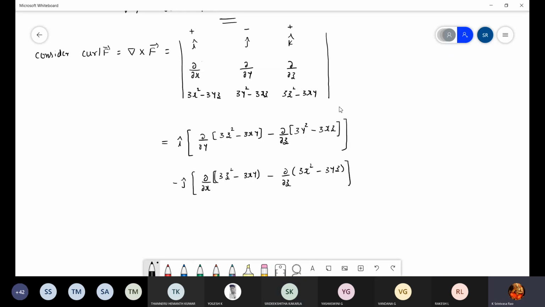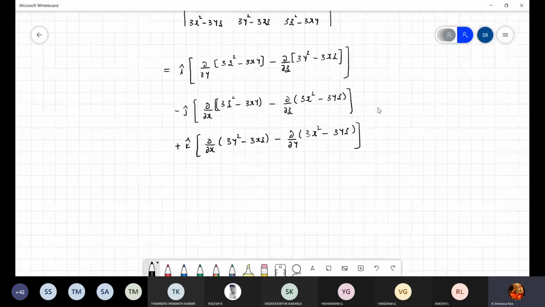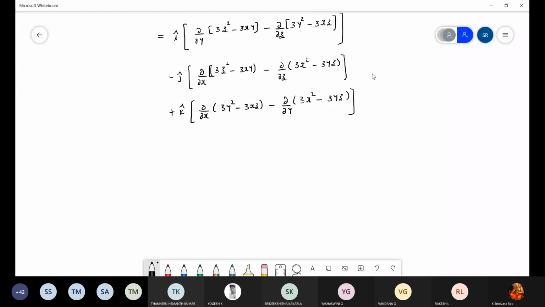And the last one plus k cap into del by del x of 3y square minus 3xz, minus del by del y of 3x square minus 3yz. Okay, now do it. Curl f equals del cross f equals i cap into this.